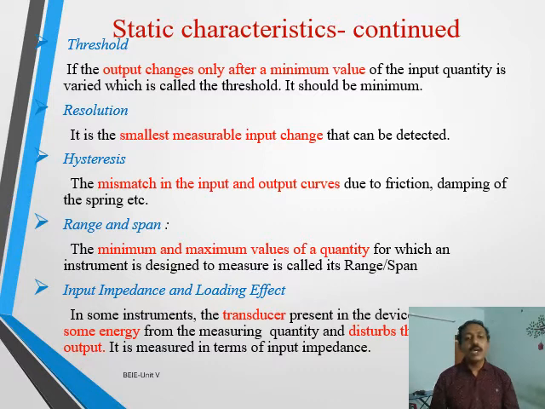Then last one, input impedance or loading effect. In some measuring instruments, the transducer present inside the measuring instrument will absorb some energy for its operation, and it will affect the measured quantity, or it will affect the output of the measured quantity. So it is called the input impedance. This impedance should be minimized.